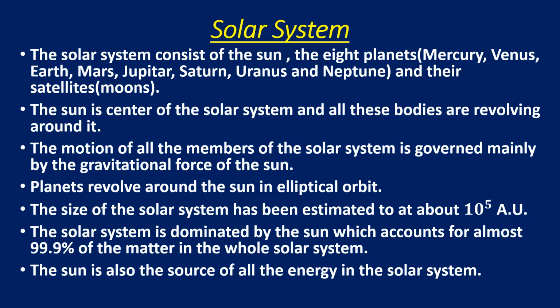The size of the solar system has been estimated to be about 10 to the power of 5 astronomical units. The solar system is dominated by the Sun, which accounts for almost 99.9% of the matter in the whole solar system. The Sun is also the source of all the energy in the solar system.